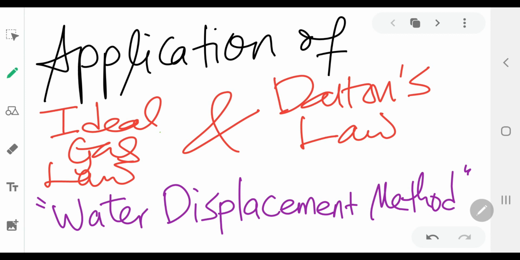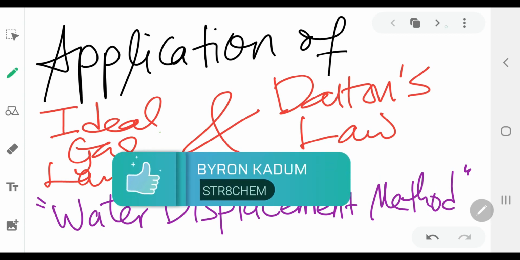to tell you the truth, it's not that difficult as long as you know what's going on in terms of the concepts and how we're going to apply Dalton's law and also PV equals nRT to solving the questions about the water displacement method.